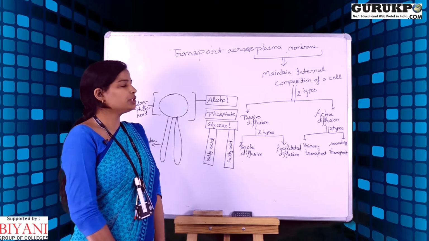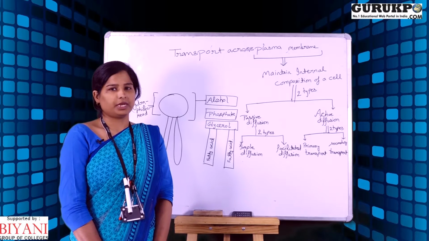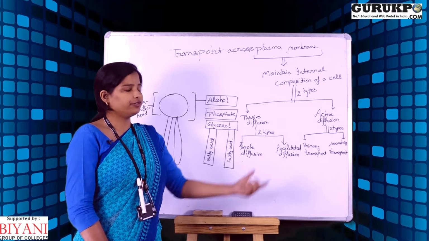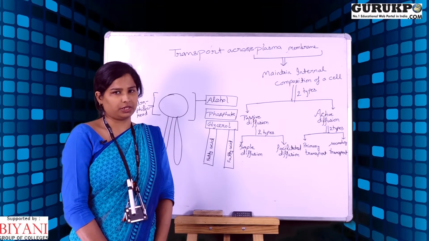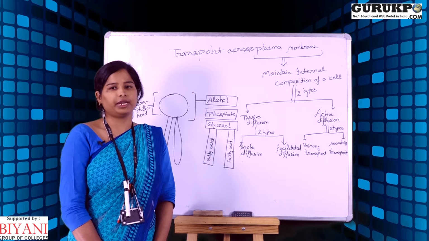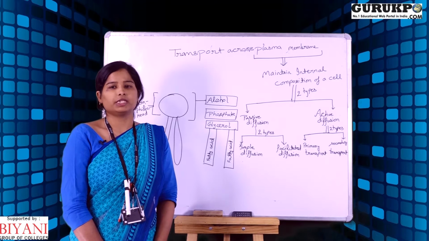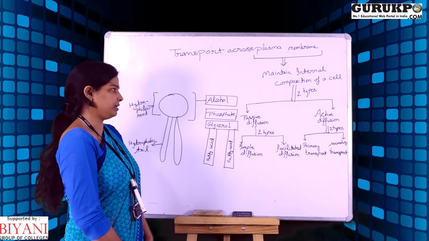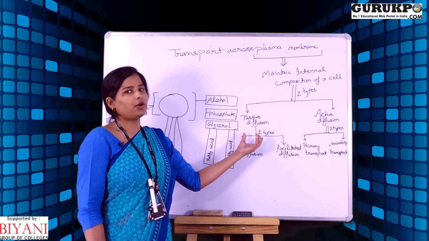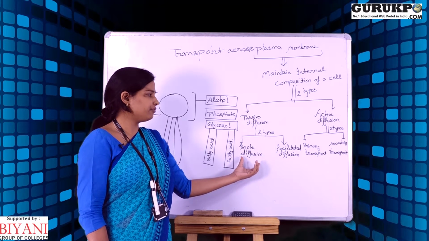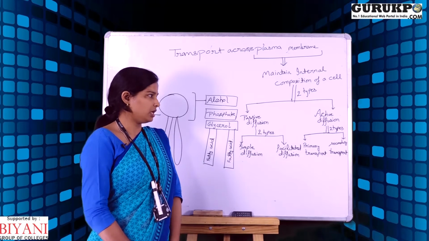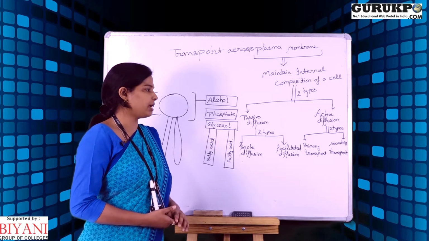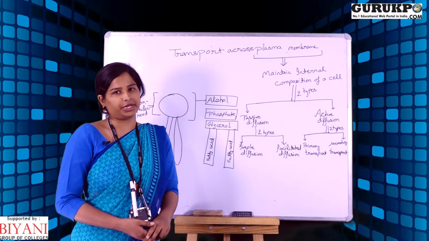The transportation of molecules across the plasma membrane is mainly of two types: first is active diffusion and second is passive diffusion. Passive diffusion does not require any metabolic energy to facilitate the transportation of molecules across the plasma membrane. This passive diffusion is mainly of two types, simple diffusion and facilitated diffusion. The active diffusion is also further divided into two types, primary transport and secondary transport.